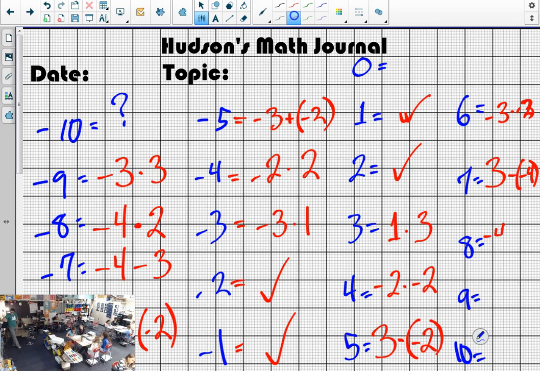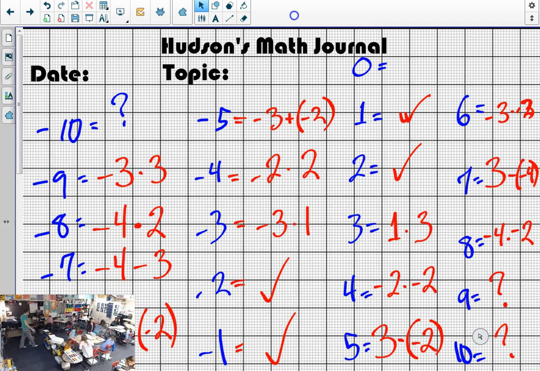Yeah, negative 4 times negative 2. 9? One's negative, one's positive. I don't know that we can make 9. What about positive 10? I don't know that we can make positive 10. You know, Hank might be right. Gosh darn it, those older brothers. Darn.